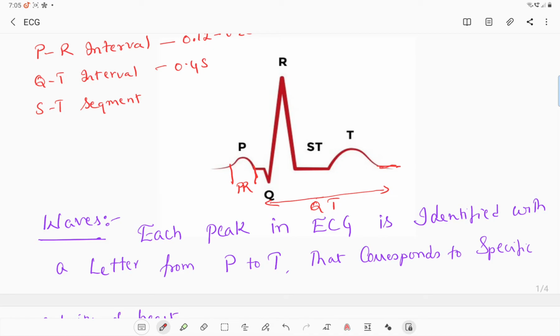Okay. So what are these intervals? I'll explain right now. Then the ST segment. It is a time period between the end of the S wave and the onset of the T wave. So this is the ST segment. The ST segment is the period from the end of the S wave to the onset of the T wave. That is called the ST segment.